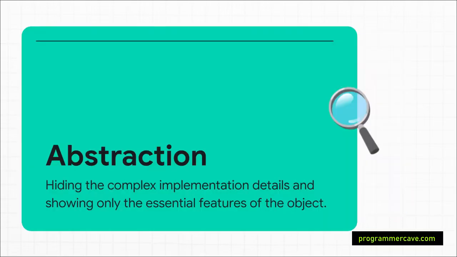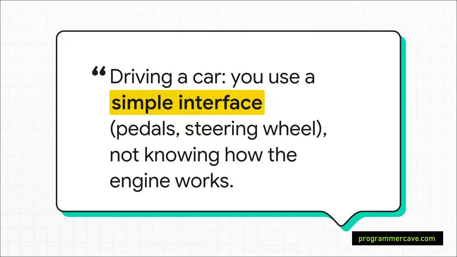Okay, next up is abstraction. Now, if encapsulation is about hiding the data, abstraction is all about hiding the complexity. It's really the art of showing only what's absolutely necessary. And the car analogy is just perfect for this. You don't need to be a mechanic to drive.